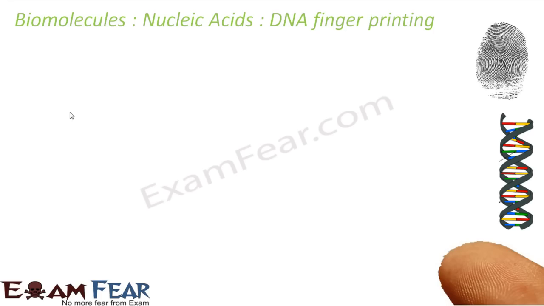Now if you see, the nucleic acids are used for DNA fingerprinting. So what is DNA fingerprinting? Every individual has their own unique fingerprint, right? But the problem is this fingerprint can be altered by surgery. You can do a surgery and get your fingerprint changed. So we need something which cannot be changed. If you see, this is unique for a given person.